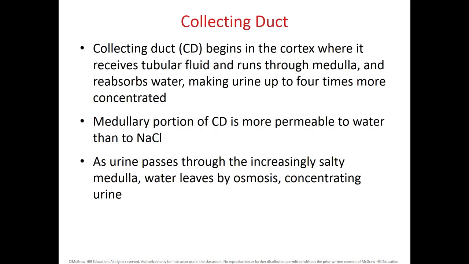So the collecting duct begins in the cortex where it receives the tubular fluid. And after it receives this tubular fluid, now the tubular fluid is going to change its name. Now it's going to be urine. And the distal collecting duct will run through the medulla and it will reabsorb water. Through this reabsorption of water, you can prevent dehydration in the case when someone doesn't ingest so much water. The medullary portion of the collecting duct is more permeable to water than to sodium chloride, and because of this, it can concentrate the urine. As urine passes through this increasingly salty medulla, the water will follow the sodium chloride, concentrating the urine.